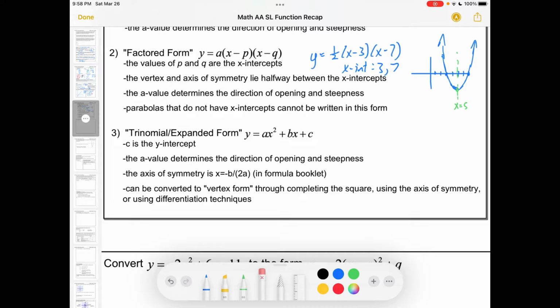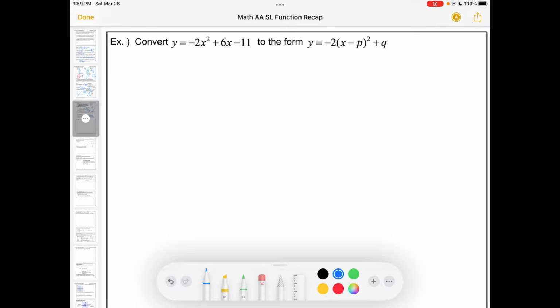Now, one thing that is known is that the axis of symmetry is negative b all over 2a. That is also the x-coordinate of the vertex. Often, if we want to understand a graph that's presented in this form, we want to convert it to a different form, probably vertex form. And it can be converted to vertex form through completing the square, through using the axis of symmetry, or using differentiation techniques.